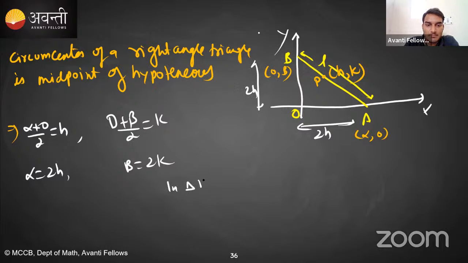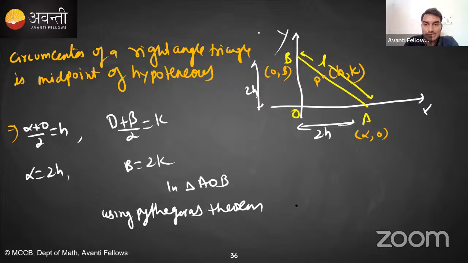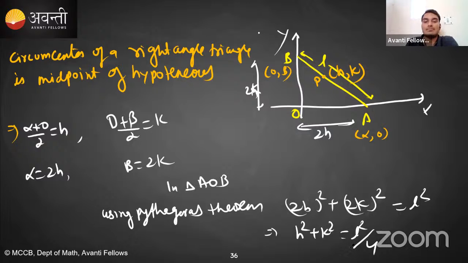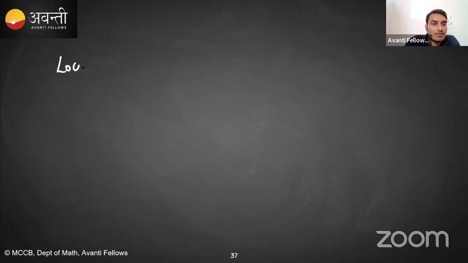So in triangle AOB, using Pythagoras theorem, you can say that (2h) square plus (2k) square is always equal to AB square, and AB is the length of the rod, which is L square. So it implies h square plus k square is equal to L square by 4. Clear? So what is the locus? The locus is x square plus y square is equal to L square by 4.